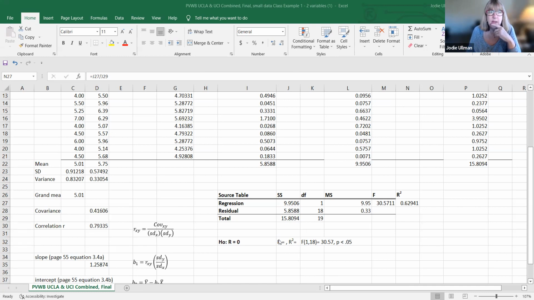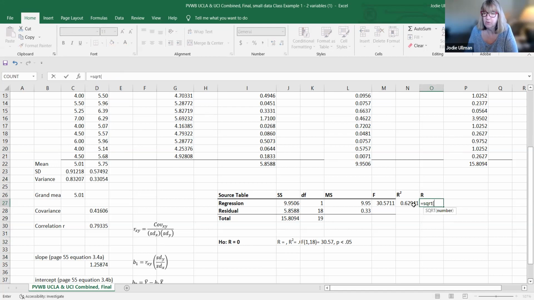Now, we can plug in here. Let's get back to this. We can say R squared equals 0.6294. And Jeff said this, we get to R by taking the square root. Equals, so we can sort of back into it. 0.7933.